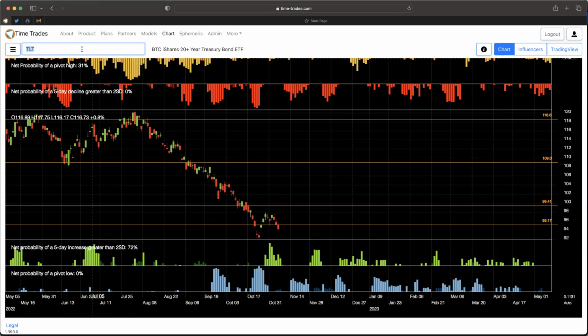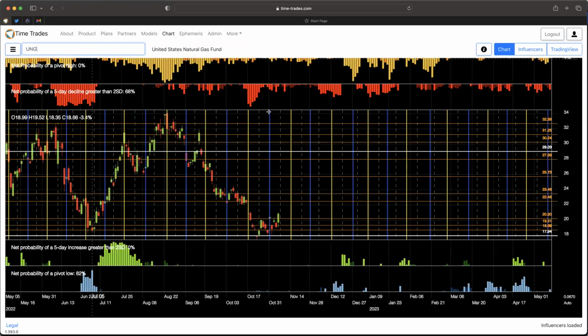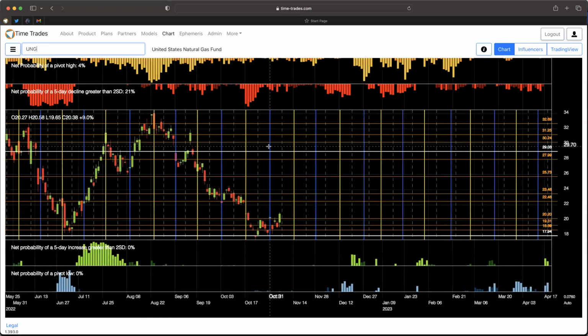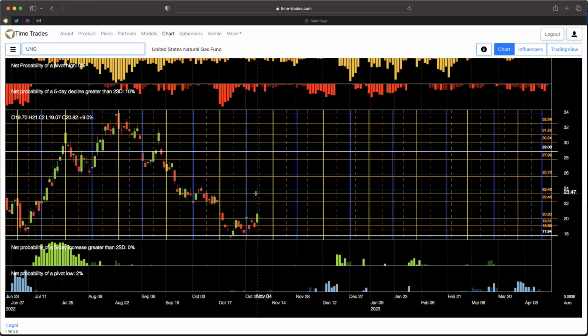Okay, so we can also take a look at UNG, natural gas. I've been tracking it for a while, and the reason I like natural gas, as I've mentioned here before, is the way it tends to behave around the Gann wave blue and yellow. So often it makes lows around blue and highs around yellow.